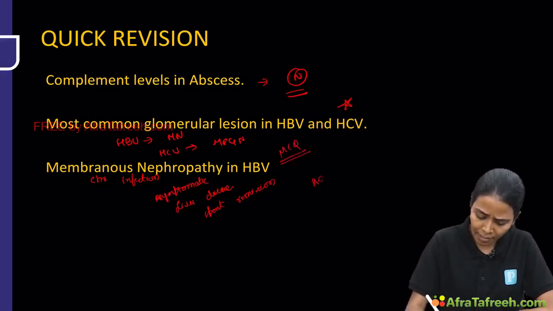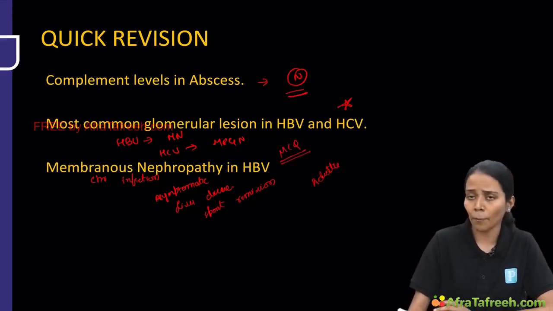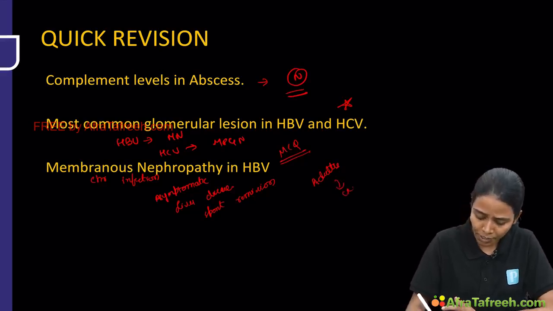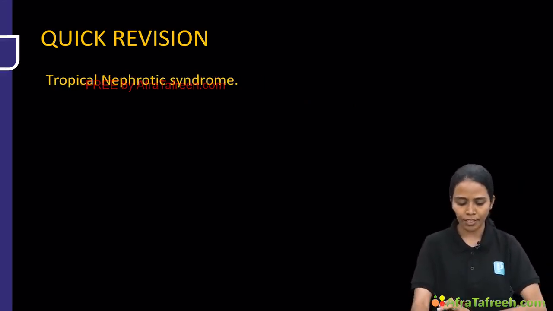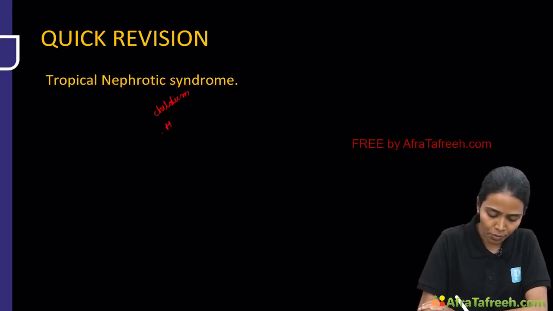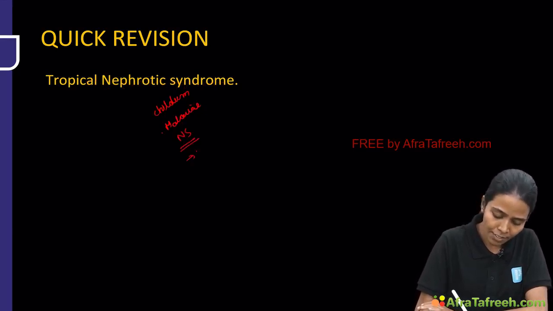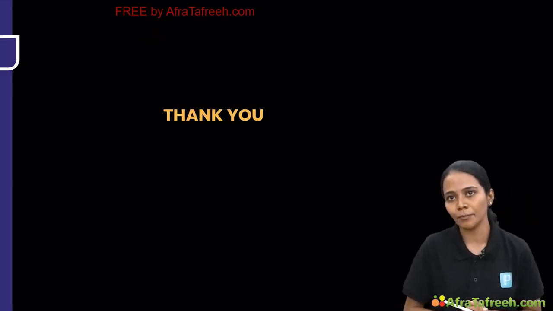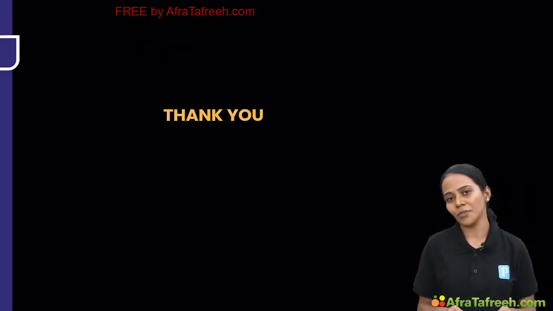Again, when it occurs in adults, there can be hypocomplementemia, and there can be deranged GFR, and they can go into CKD: 10% can go into ESRD, 30% can go into CKD. Okay. Tropical nephrotic syndrome, we know, is mostly seen in children. It is seen with Plasmodium malariae, and it's a treatment-resistant nephrotic syndrome, and generally they are going to progress to ESRD. Thank you, friends. I hope I have helped you in understanding this topic. See you in the next class.